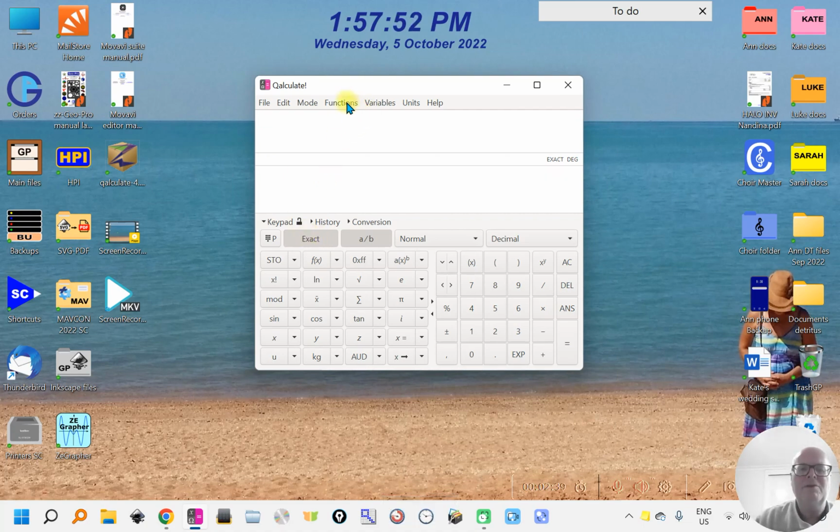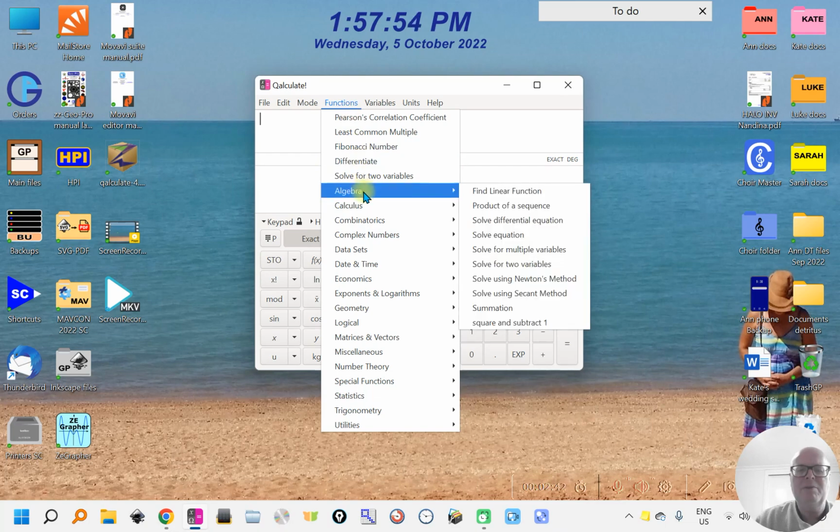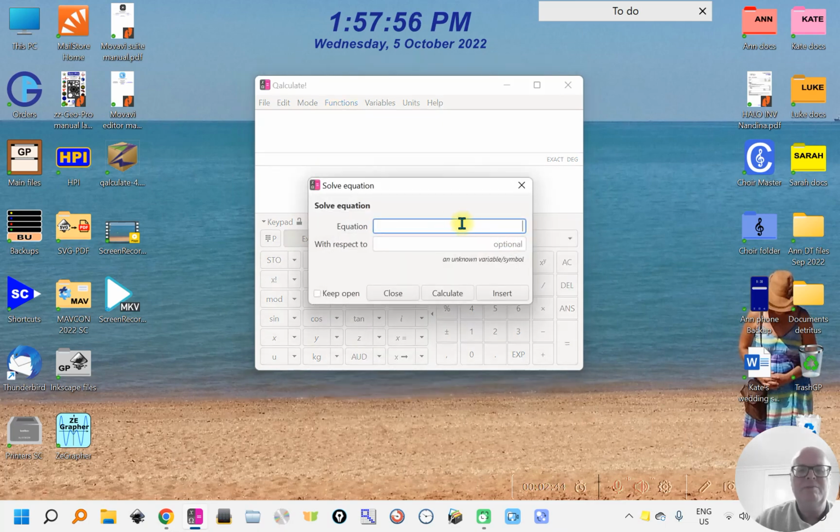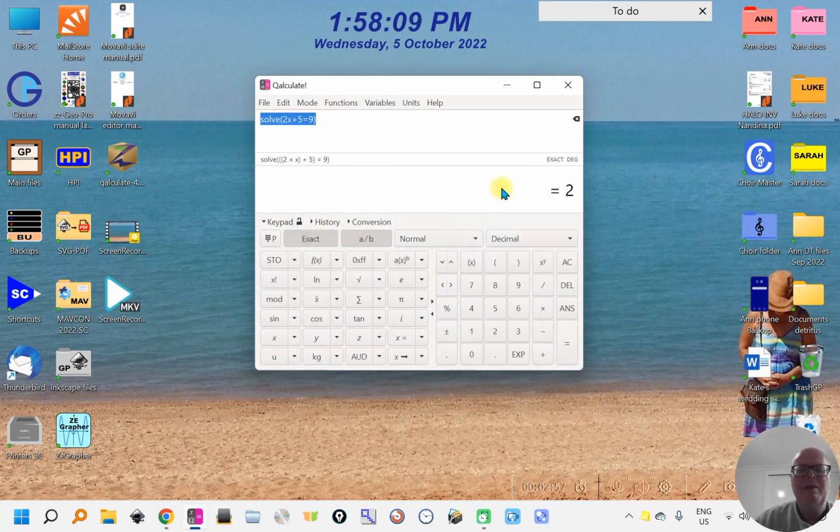Another function that could be handy is under algebra, solve equation. You can type in an equation and put in an x here, but I don't think you have to always. Just calculate and x equals 2. There's the solution, which is correct there.